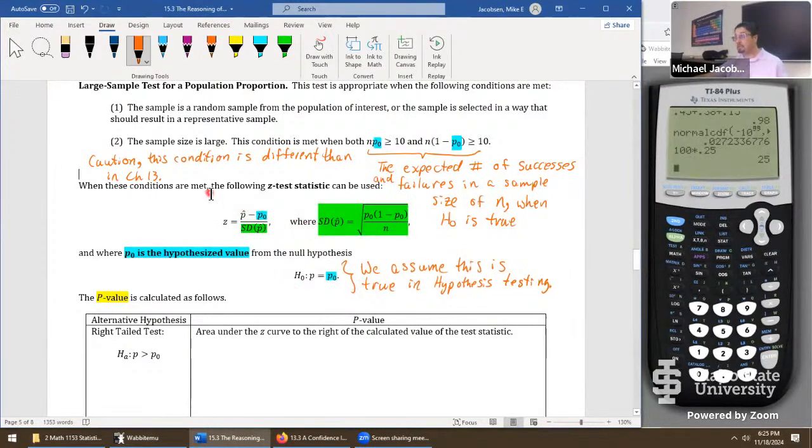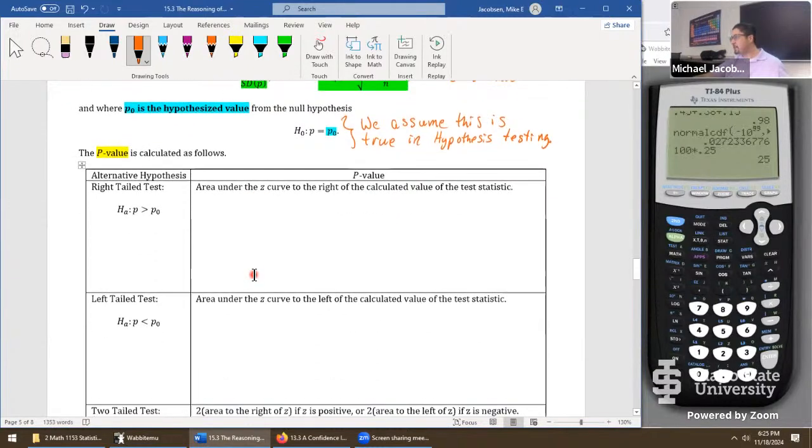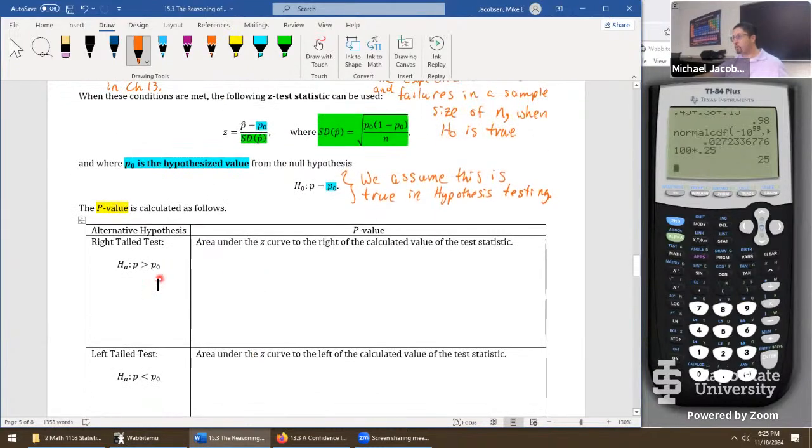So we calculate our z test statistic like we did on example 1, where the denominator is the exact standard error, which we can calculate because we again assume the null is true. The trickiest step then is going down below here, calculating all of your p-values.